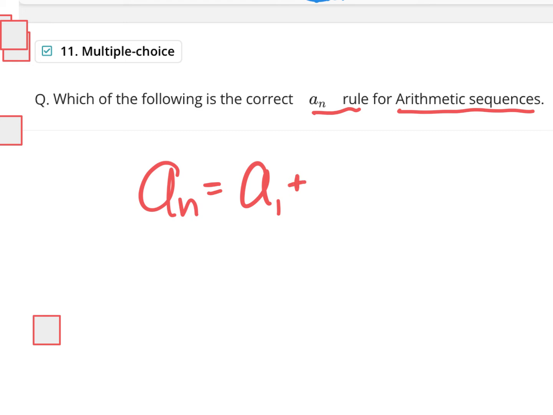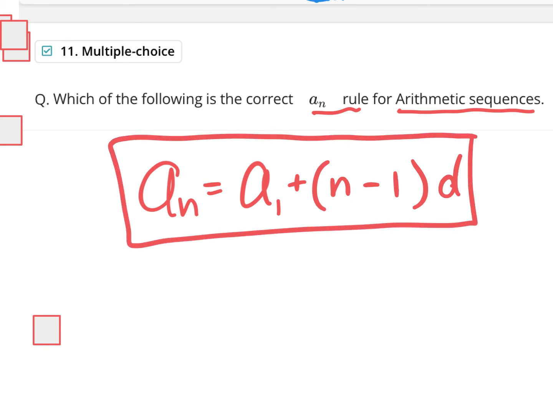Now, we do have parentheses, and inside of the parentheses is where it gets a little weird. This is where you have to memorize. It's n minus 1, and then out here you have times the common difference d, okay? So this is your a sub nth rule for any arithmetic sequence. Again, on any sequence, it begins with a sub 1, your first number. And on arithmetic, you are adding parenthesis n minus 1 times your common difference d, okay?